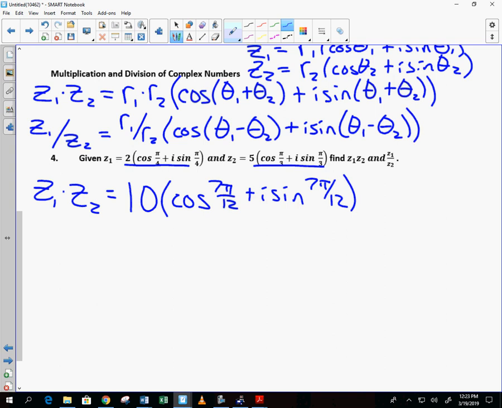Okay, so now if I want to do z sub 1 divided by z sub 2, what is my new radius value? 2/5. Cosine of, I got 3 pi over 12 minus 4 pi over 12. Negative pi over 12.